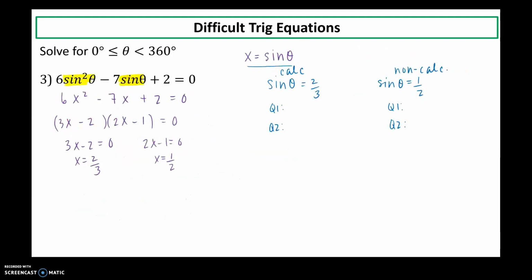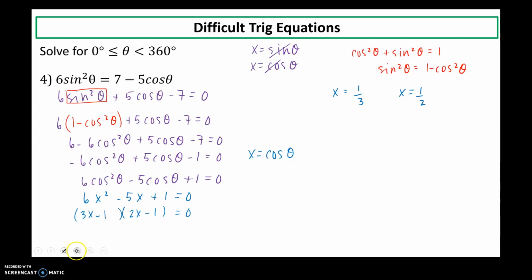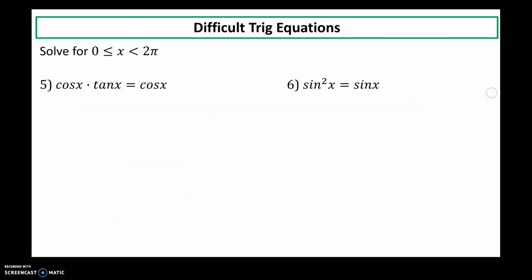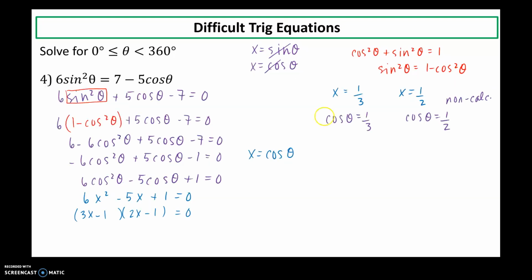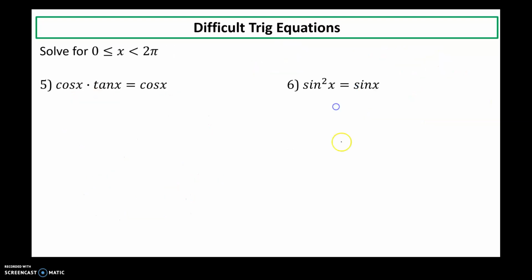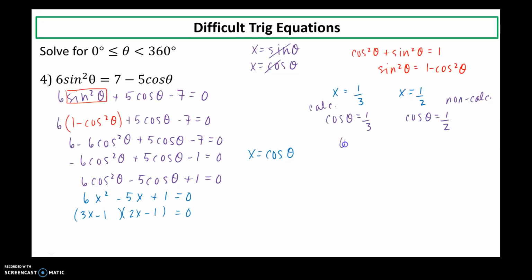They end up being 2/3 and 1/2, okay? So going back, now I have cosine of theta is equal to 1/3 and cosine of theta is equal to 1/2. Same deal, the 1/2 is a non-calculator problem. The 1/3 is a calculator problem. Same quadrants, however. This will be Q1 and Q4, because in those two quadrants, the cosine function is positive. And then this will be Q1 and Q4 for the same reason.